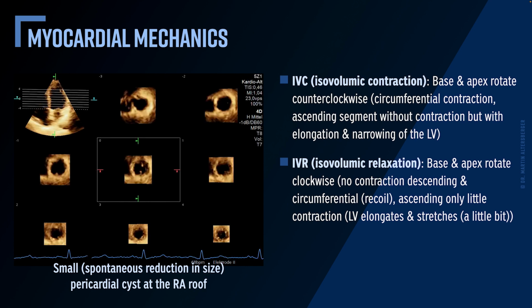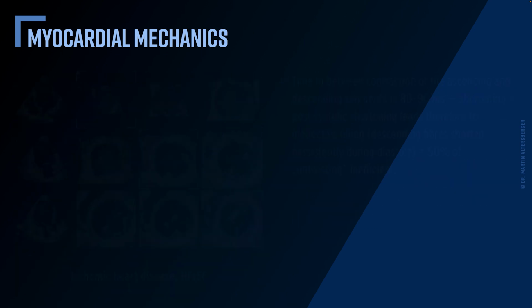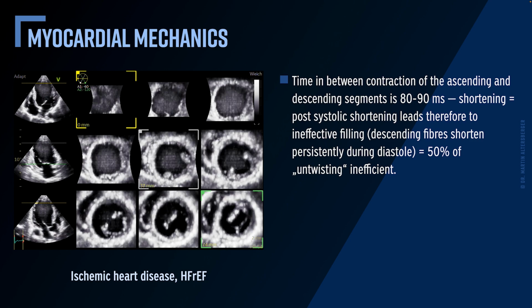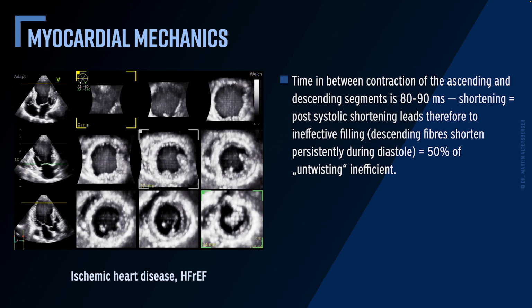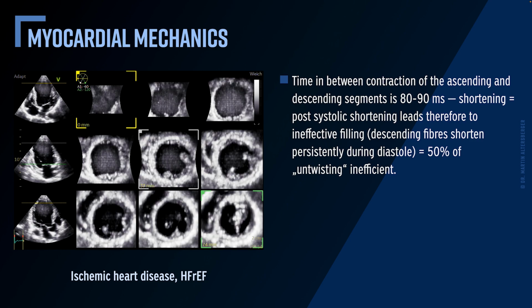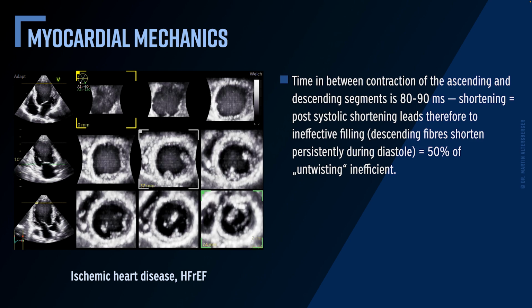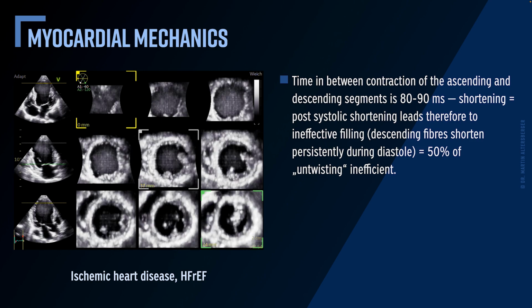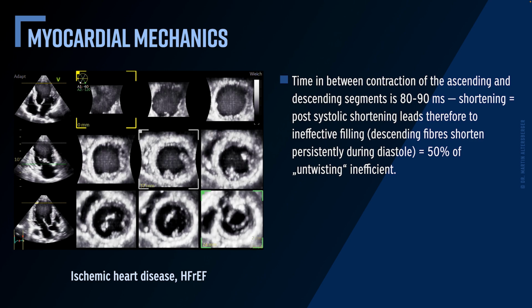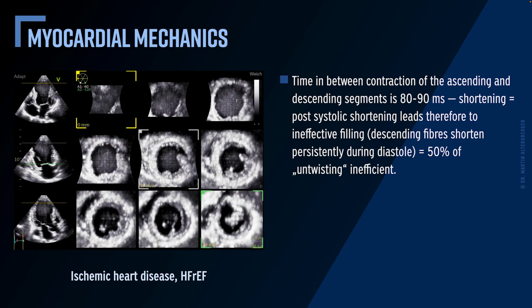On the left-hand side, you always see a 3D imaging where you can also follow how the base and the apex actually rotate. And continuing with those myocardial mechanics, the time in between contraction of the ascending and descending segments is a very short time. It's 80 to 90 milliseconds of shortening. This is then also post-systolic shortening if you have an ineffective filling in the descending fibers that shorten persistently in diastole. And this is also important when we talk about twisting and untwisting. In this case, 50% of the untwisting is inefficient.